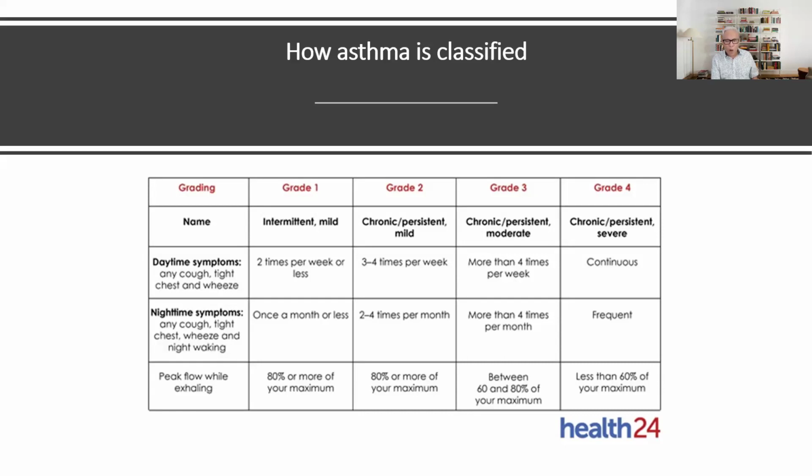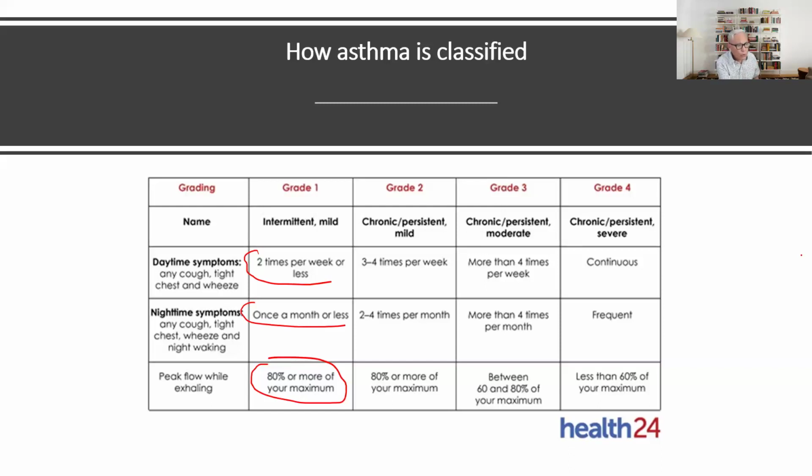Now, with grade 1, you have intermittent asthma. So the symptoms are going to be 2 times per week or less, and the nighttime symptoms are once a month or less, and the peak flow is going to be 80% or more of the maximum level. So these are going to be mild attacks as far as the asthma is concerned.